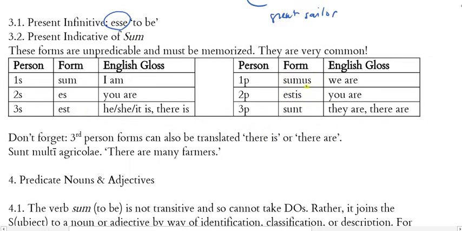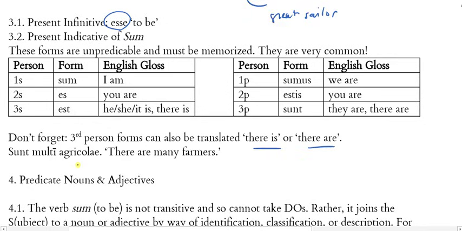First person plural, sumus, we are. Second plural, estis, you are, y'all are. And third plural, sunt, they are, or it could also mean there are, indicating the existence or presence of something. All right, so don't forget that these third singular and third plural forms can be used for existential sorts of statements like that. So here's an example.